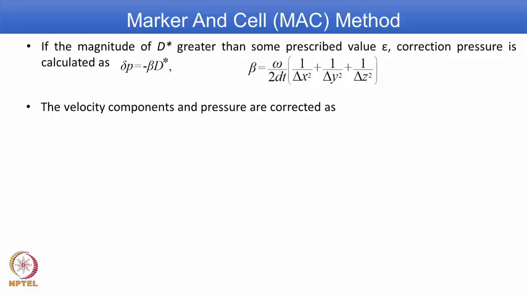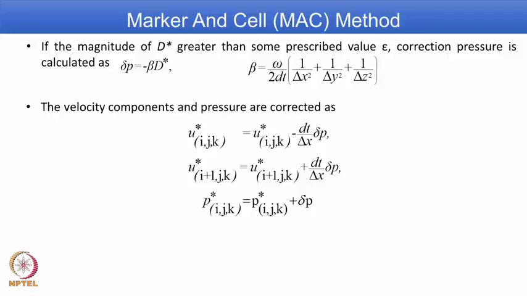Velocity components and pressure are corrected as given here. What is shown here is again for only the u velocity component. So, u star i comma j comma k, we are writing it for 3 dimensions, hence we get 3 subscripts, equal to u star i comma j comma k minus dt by delta x times delta p. The adjacent node also should be corrected, that is u star i plus 1 comma j comma k equal to the old one plus the correction in pressure. Similarly, the pressure is also corrected.